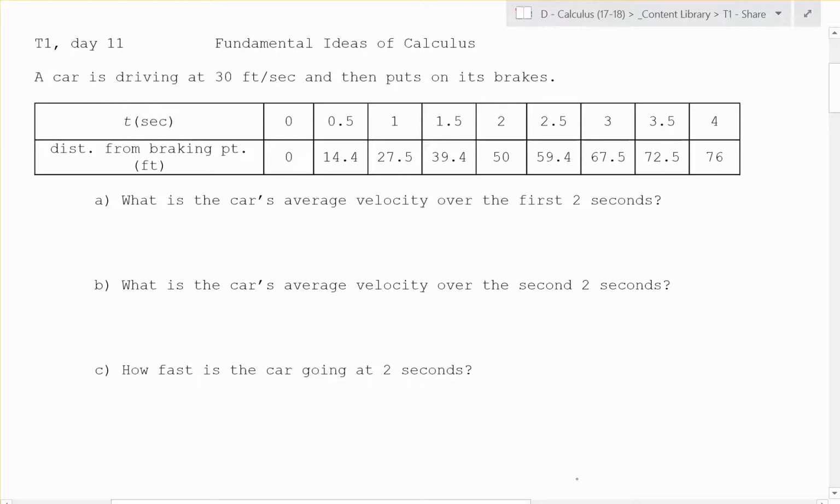Day 11 of calculus. Today we're going to talk about some super fundamental ideas of calculus. This chart in front of you has x as time and y as distance from breaking point.